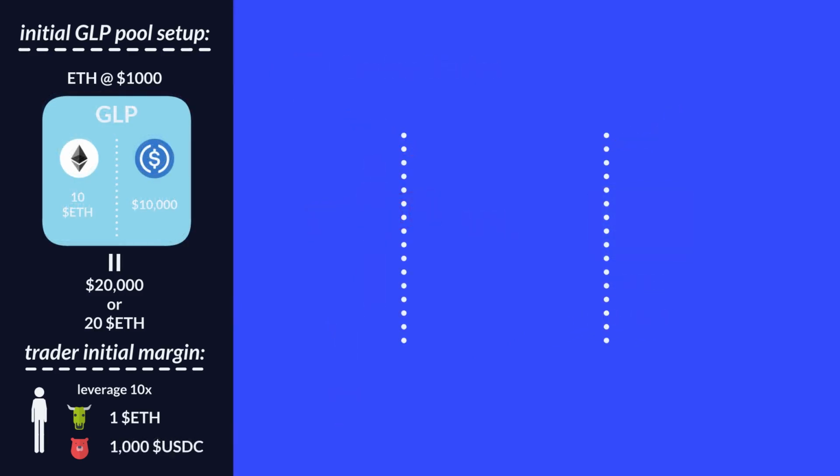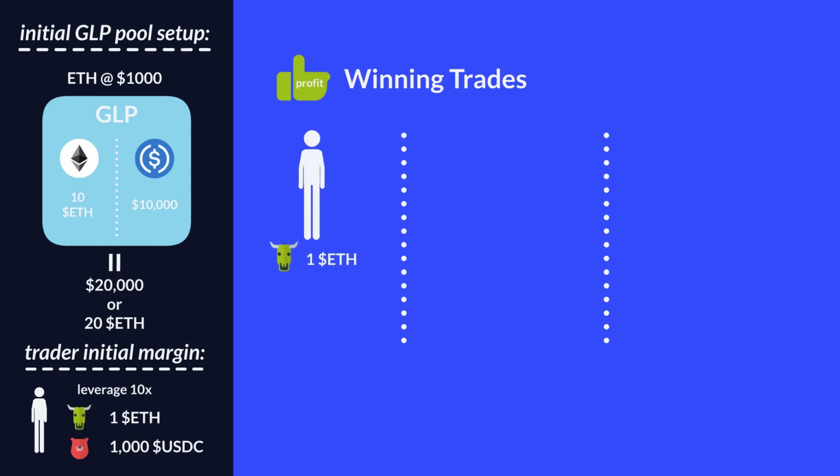Now let's take a closer look at a more concerning scenario for GLP liquidity providers, the winning trades. One of the most common questions asked is, if the traders keep winning, will the GLP pool eventually be drained or run out of funds to pay out the winnings? Let's start with what happens when traders go long and win.